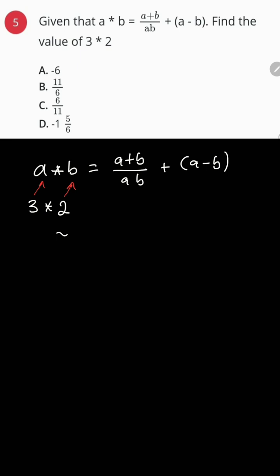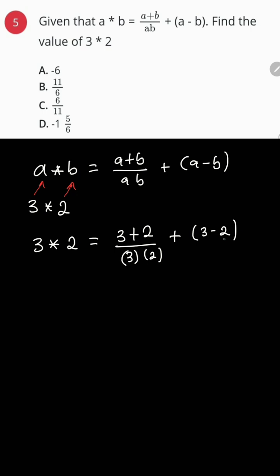So therefore, 3 asterisk 2 will now be equal to 3 plus 2 all over 3 into 2, then plus 3 minus 2. So this will now be equal to 5 over 6, then plus 3 minus 2 is 1. So if you do this, the LCM is 6, and this is going to be 5 plus 6, which is going to be 11 by 6.